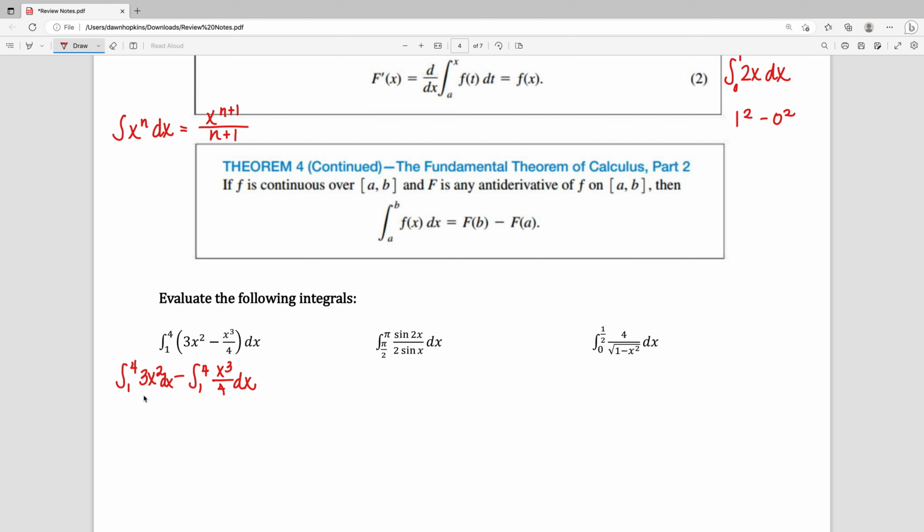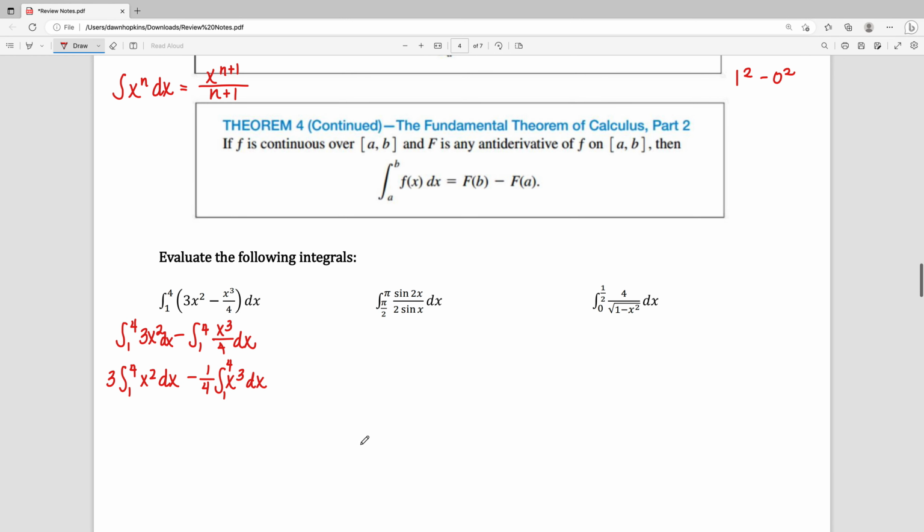With the first one, that 3, you could put that in front. So you'd have 3 times the integral from 1 to 4 of x squared dx. In the second one, that 4 in the denominator, you could bring that in front as a 1/4. The integral from 1 to 4 of x cubed dx.